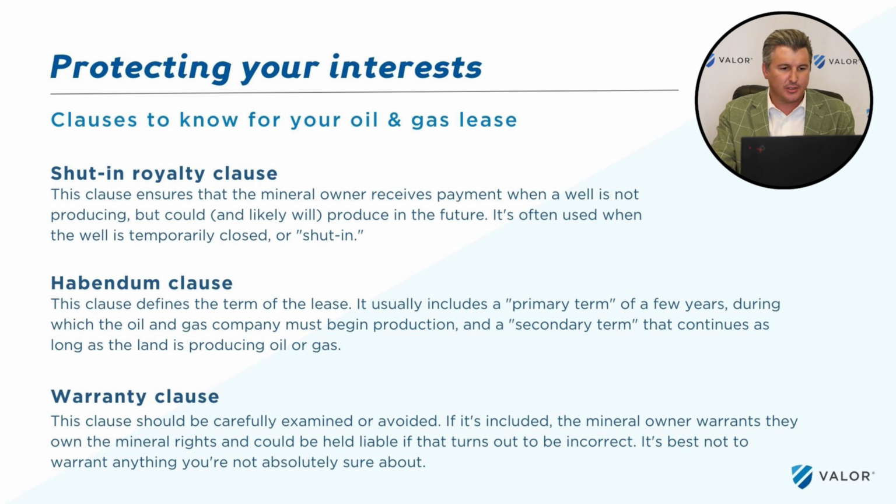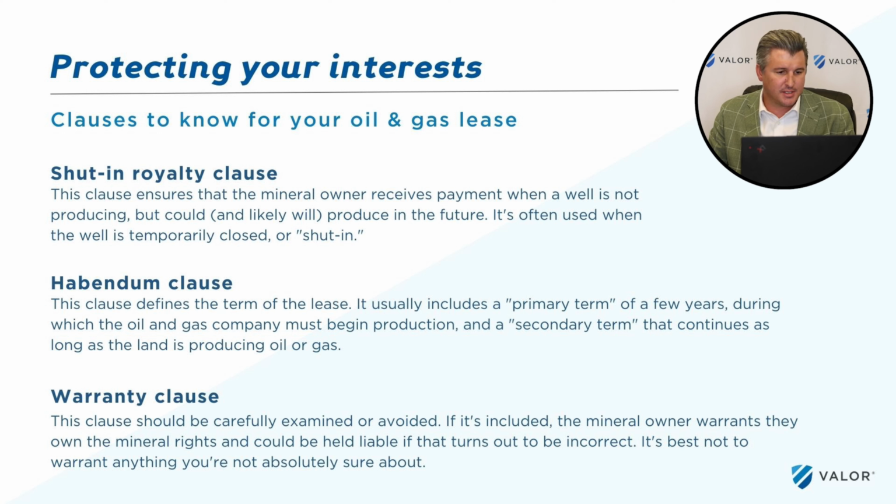Next is the shut-in royalty clause. This clause ensures that the mineral owner receives payment when a well is not producing. So the well's been shut in. It was producing for an extended period of time, but the operator shut it in, due to the oil and gas industry as a whole, the price of the product that they're attempting to produce. And so they can shut it in for a specified period of time based on your lease language, and they'll continue to pay you that shut-in royalty on a yearly basis, depending on the terms and conditions of that oil and gas lease.